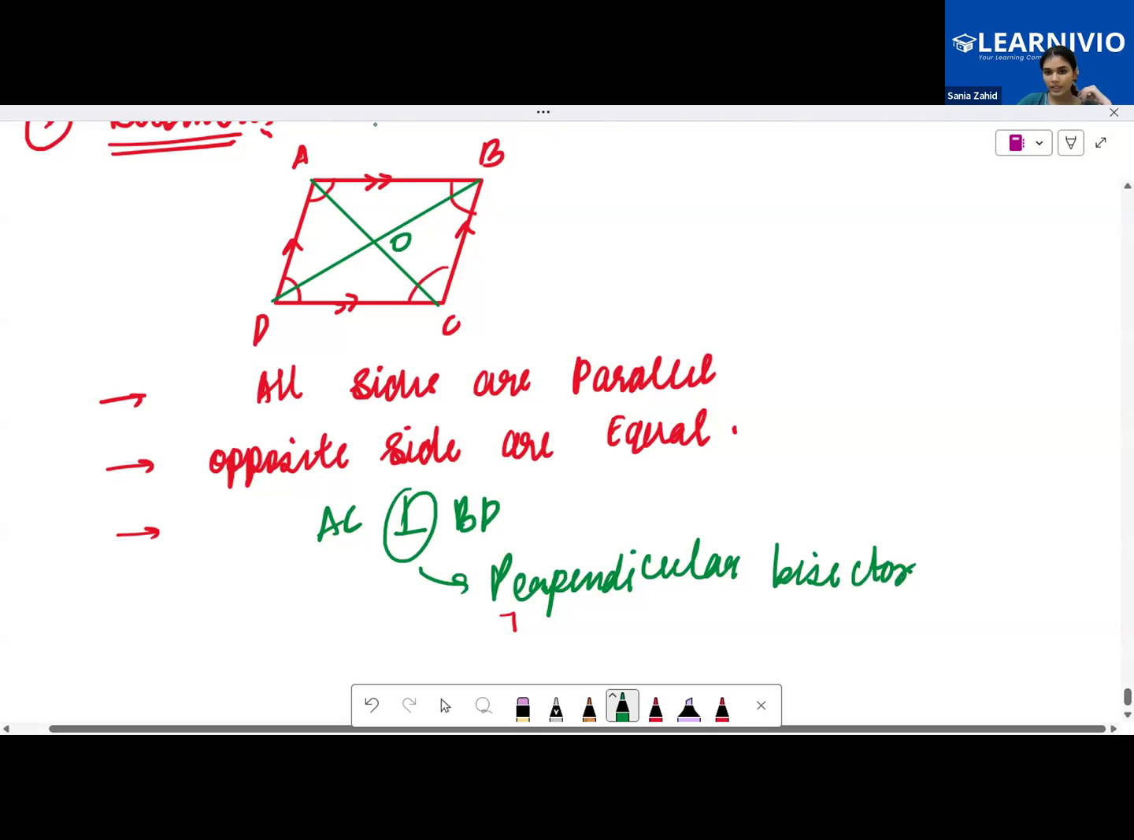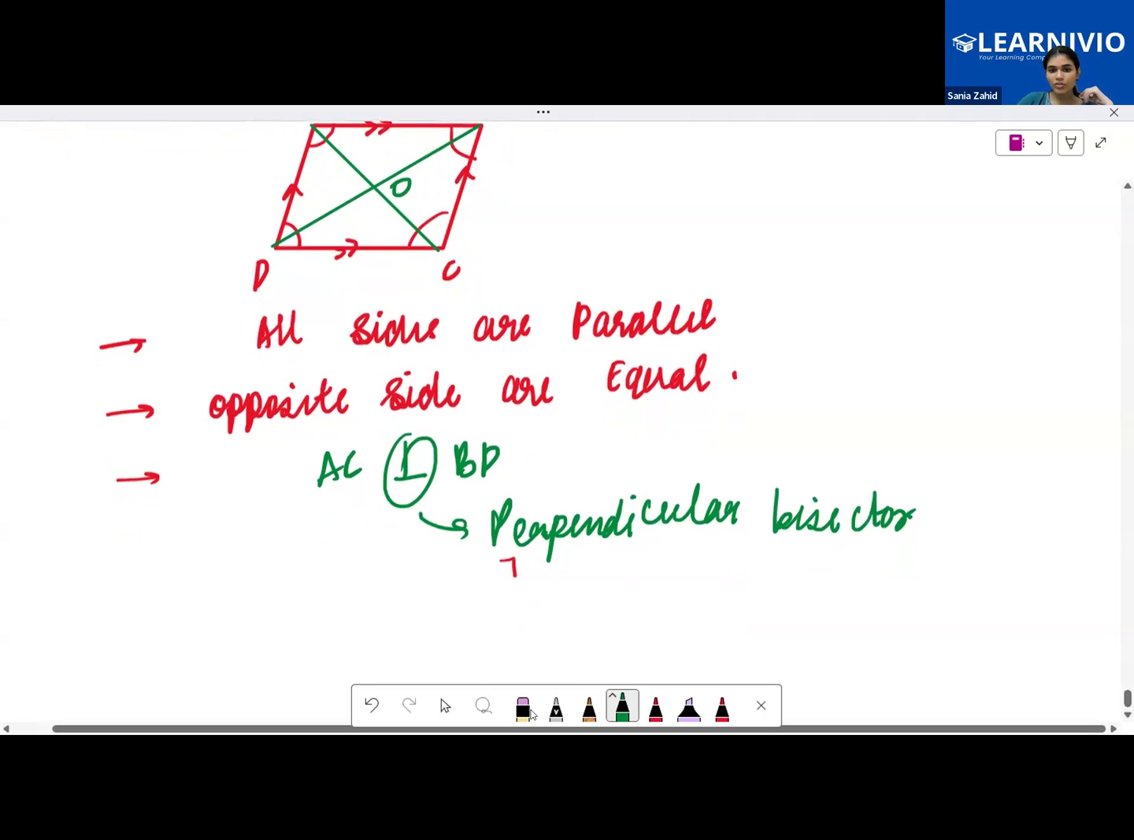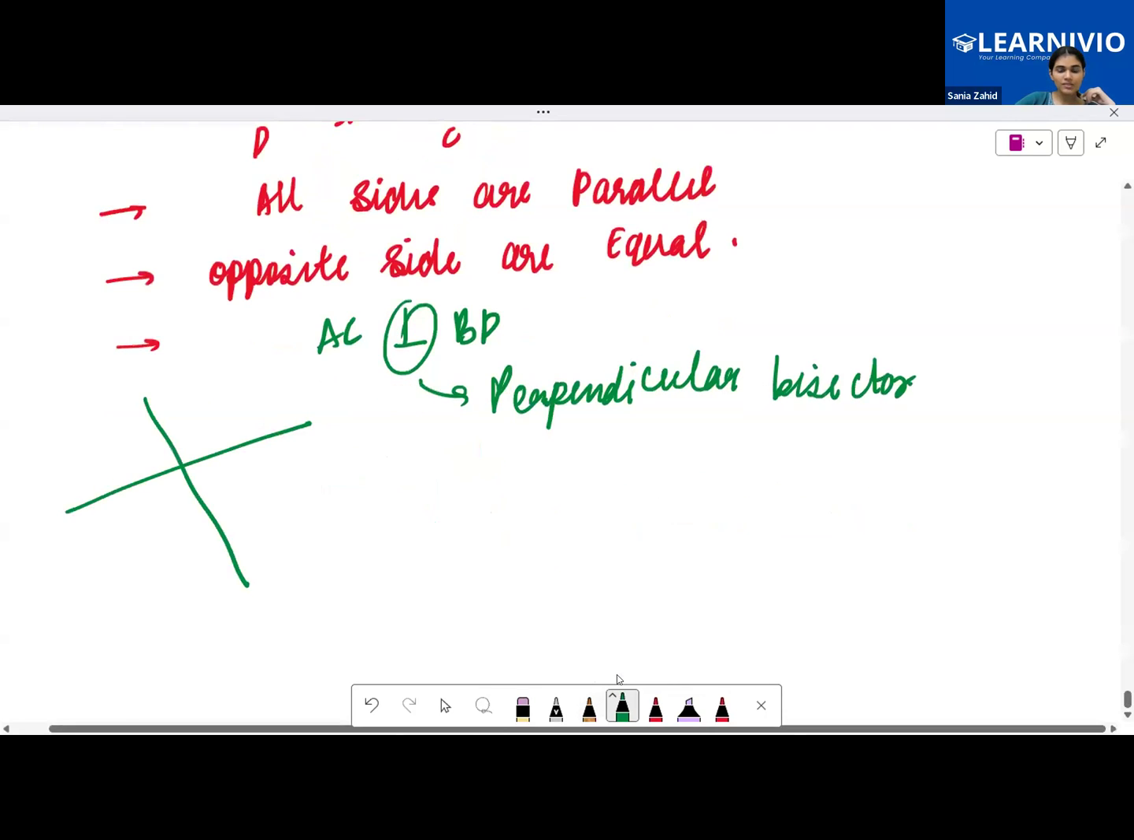What is the meaning of perpendicular bisector? What is the meaning of a bisector first, tell me? Ma'am, diagonals bisect each other, they cross each other. Okay, so bisector means cutting each other. For example, I have this line and I have this line. These are cutting each other, so they are bisectors of each other. Whenever two lines are crossing each other, that is known as a bisector.